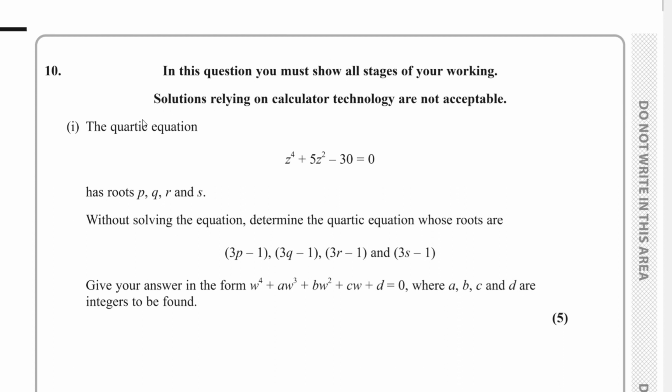Question number 10. The quartic equation z to the 4 plus 5z squared subtract 30 equals 0 has roots p, q, r and s. Without solving the equation, we have to determine the quartic equation whose roots are 3p subtract 1, 3q subtract 1, 3r subtract 1 and 3s subtract 1. We have to give our answer in the form w to the 4 plus aw cubed plus bw squared plus cw plus d equals 0, where a, b, c and d are integers to be found.